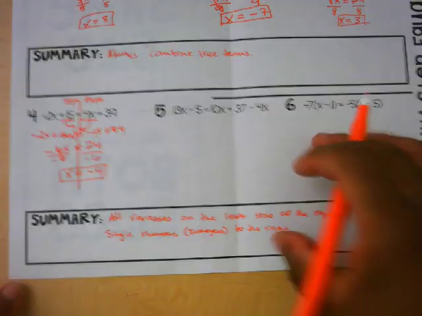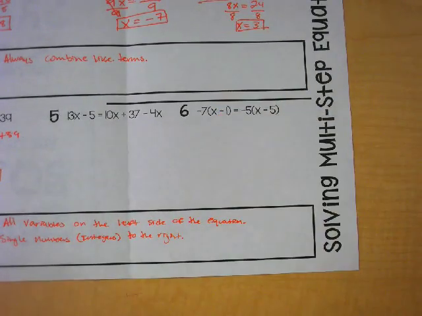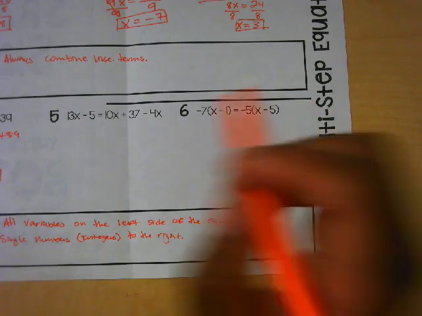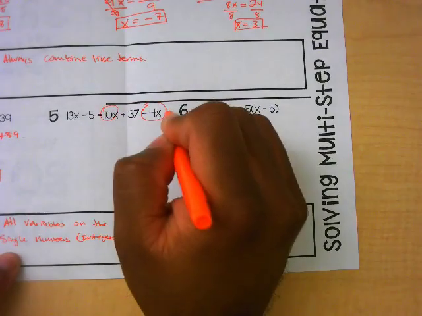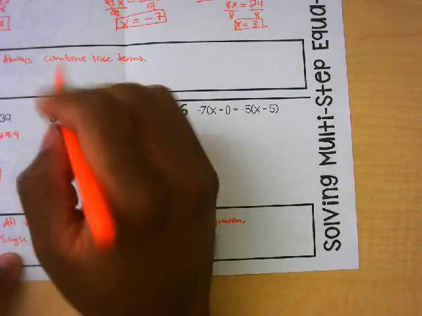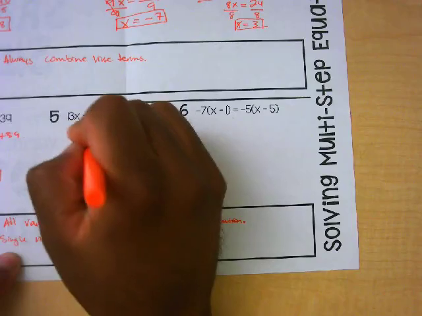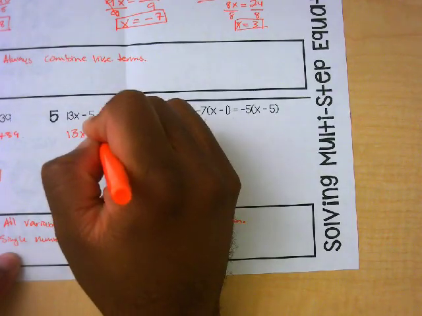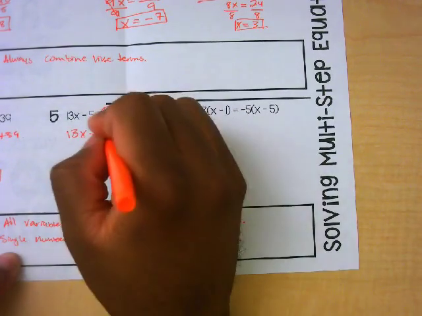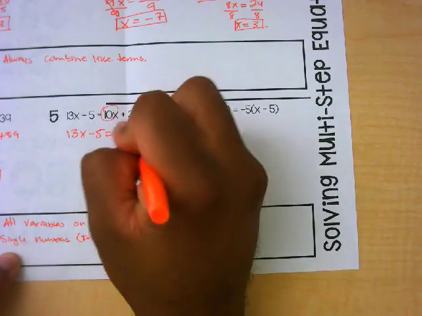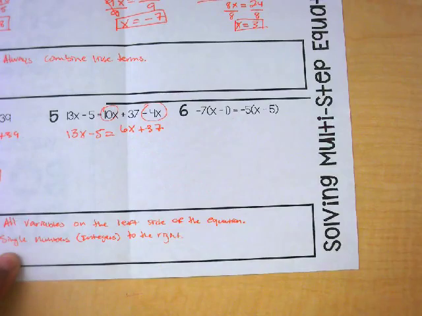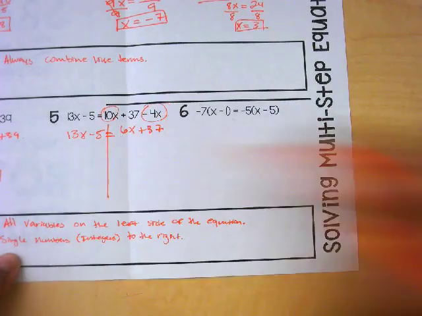Okay, so same deal on number 5. I have 13x minus 5 is equal to 10x plus 37 minus 4x. So the first thing we need to do on this side is combine these two like terms. And so we'll rewrite it as 13x minus 5 is equal to 10x minus 4x is 6x plus that 37. And then now I draw the line.